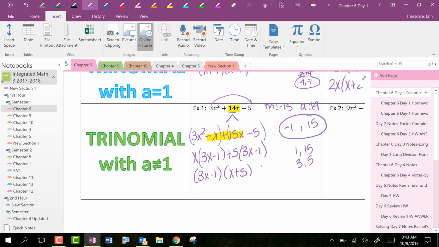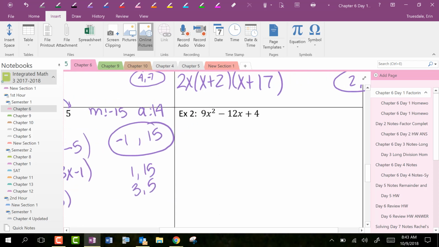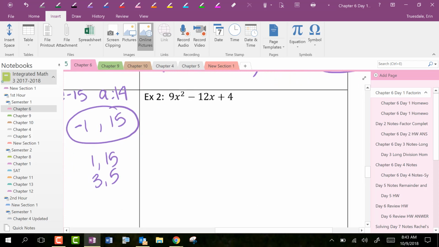Questions? Okay, why don't you guys try example 2 here? Just so we're all on the same page to start, you need two things that multiply to 9 times 4, so 36, and add to negative 12. That's where you should start. And then whatever numbers you get, split your middle term.